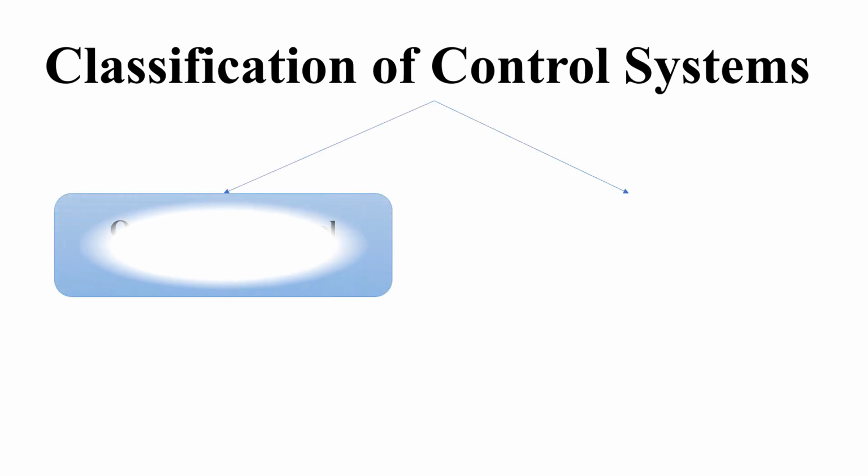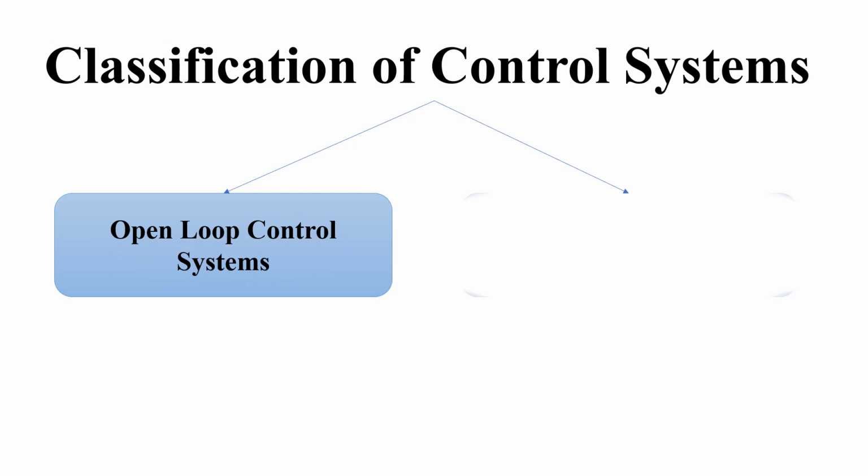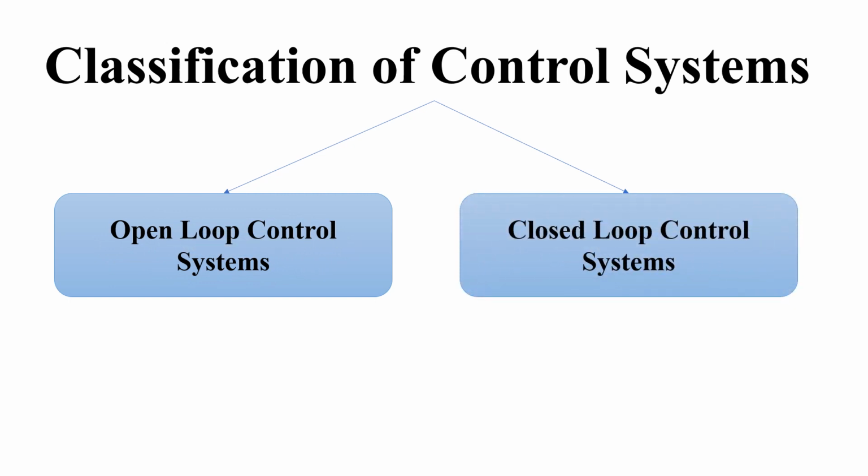In the previous video lecture, we have understood what the control system is. In this video lecture, we shall consider the concept of classification of control systems. Control systems can be broadly classified as open loop control systems and closed loop control systems.